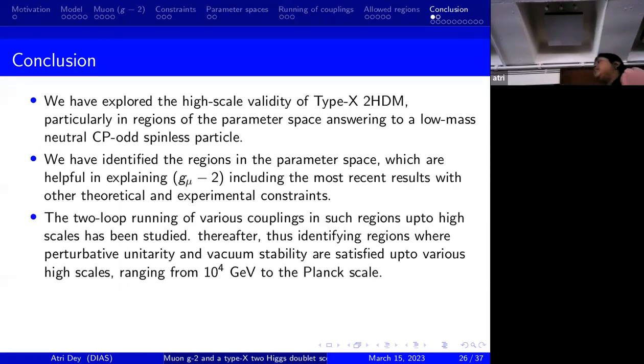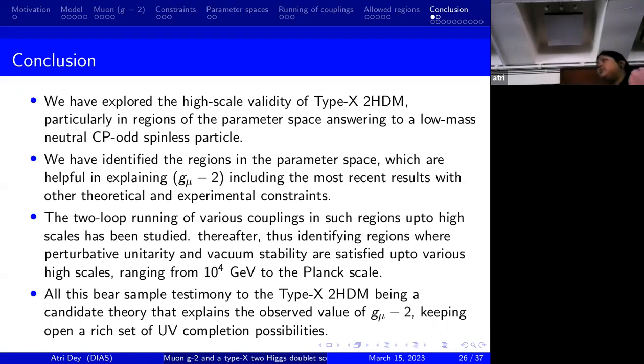And after that, in this parameter space, we applied two-loop running of various couplings in such regions up to high scales, from 10⁴ to 10¹⁹ GeV. Thereafter, we identified a region of parameter space which is perturbative and valid up to different cutoff scales, which can sustain perturbativity, vacuum stability, and all those things, and can also explain the current experimental and theoretical constraints. So yeah, that's all.